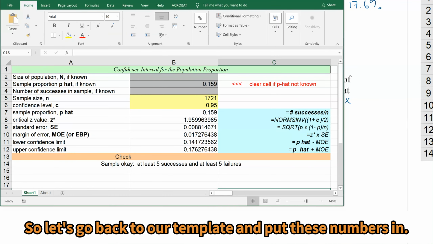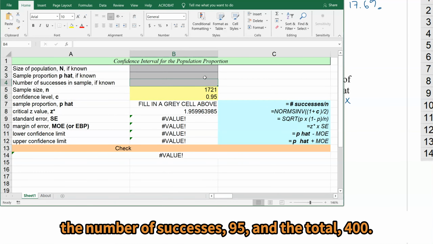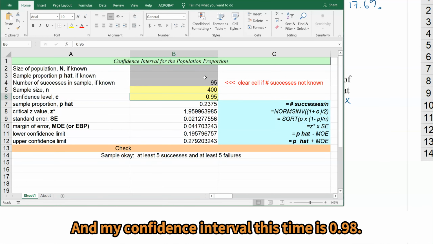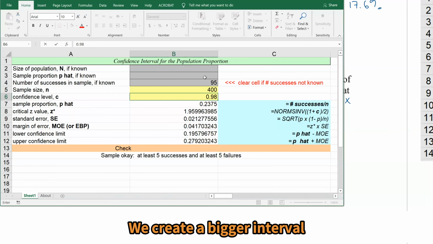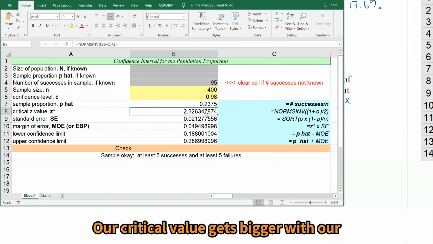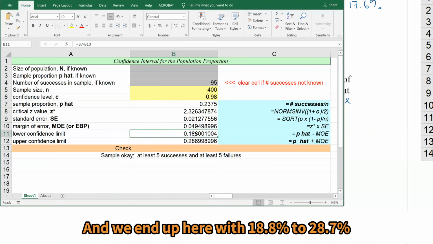So let's go back to our template and put these numbers in. I don't know P hat this time. I have the number of successes, 95, and the total, 400. And my confidence level this time is 0.98. It's a bigger confidence. We create a bigger interval because our critical value, 2.33, is a bigger number. So our critical value gets bigger with our higher confidence level. It pushes our confidence interval out. And we end up here with 18.8% to 28.7%.